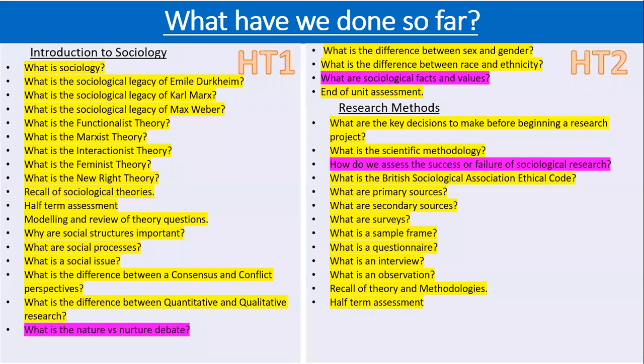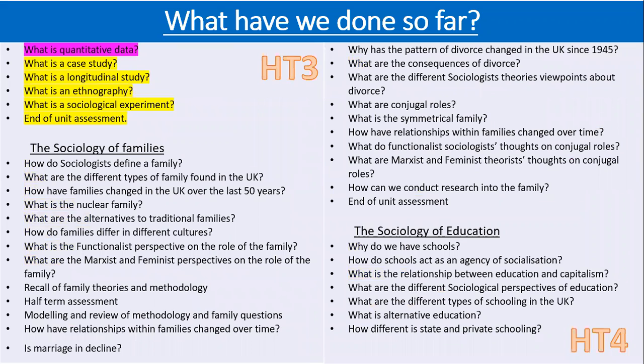So where we are in terms of the course, we've done that first unit, as you can see there, in the first half term. We finished it off in the second, and we've just gone through research methods in half term 2 and the first part of half term 3. So this is an indication of what we'll be going over in half term 3, and you can even see half term 4 there. So we're going to be going over the family.